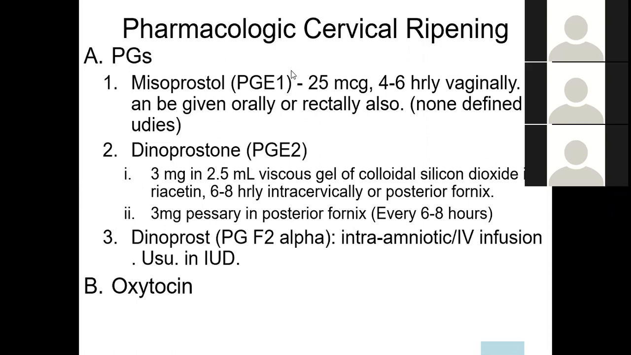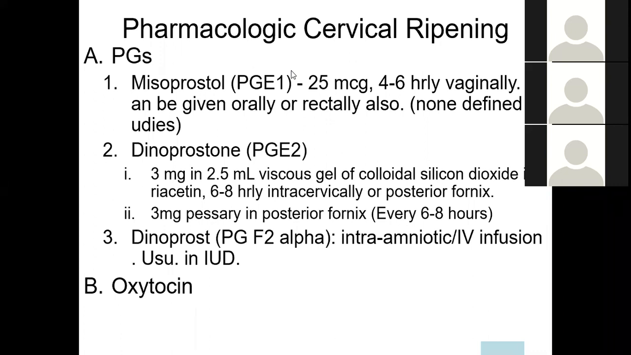We have two ways of ripening the cervix: the pharmacologic and the mechanical. Pharmacologic, we have the use of prostaglandins and the use of oxytocin. Among prostaglandins, we can use misoprostol, which is prostaglandin E1. We administer 25 micrograms 4 to 6 hourly vaginally, but we can also administer orally. We have dinoprostone, prostaglandin E2.